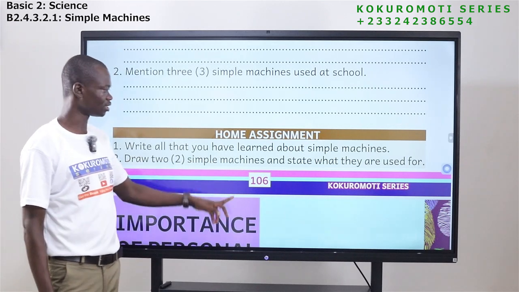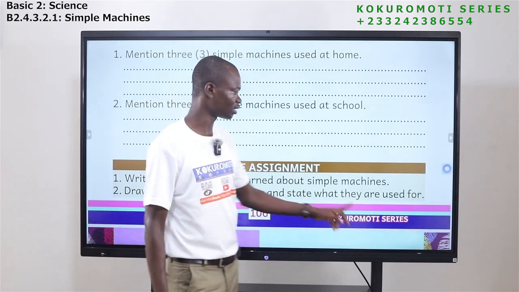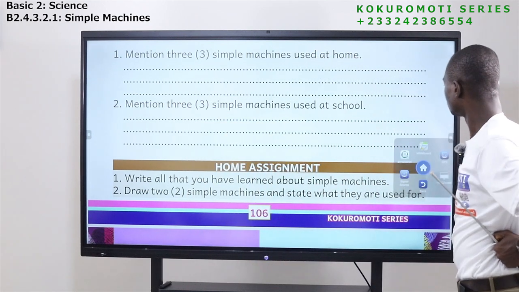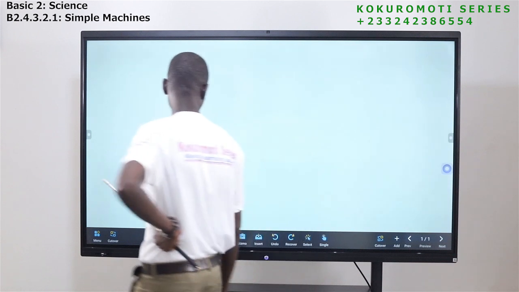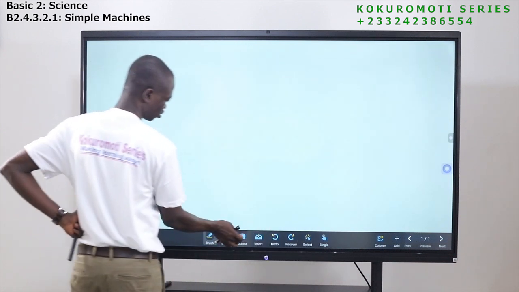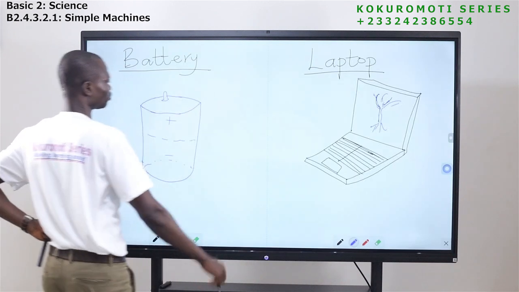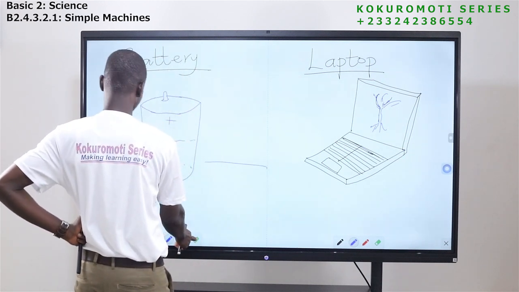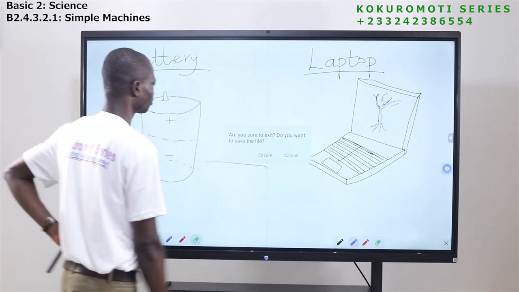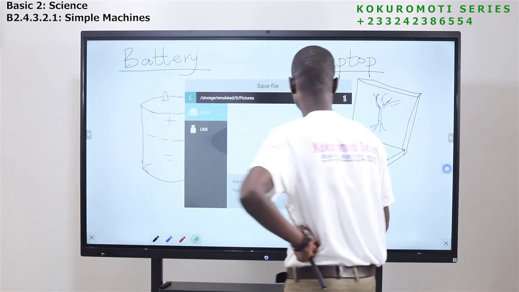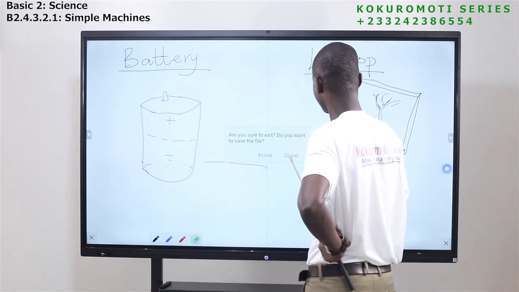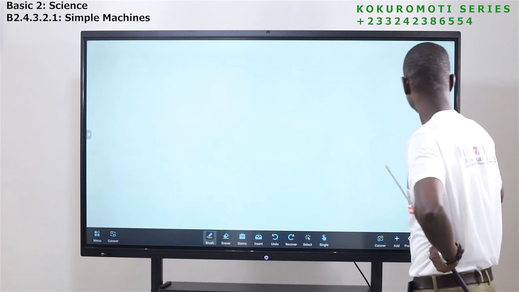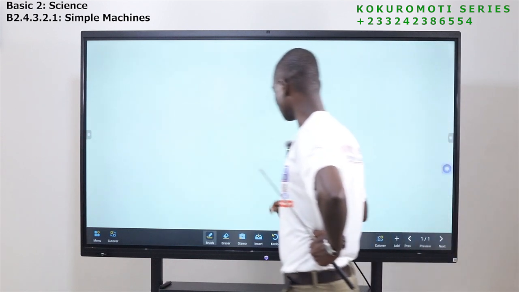The next one is: Draw 2 simple machines and state what they are used for. So let's see if we can do it. Two simple machines and what they are used for. Okay, so we are going to draw 2 simple machines.